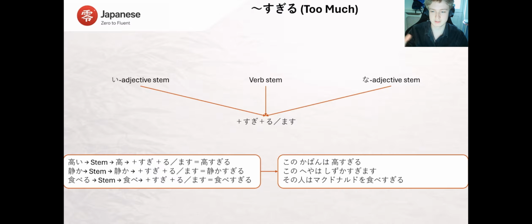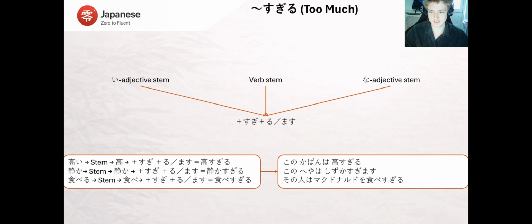You use sugi first from the stem of the verb slash adjective, and then you add ru or mas behind it, depending if you're speaking keigo or normal Japanese, and then you have too much of that single thing. So in this case, it will be too expensive. So, このカバンは高すぎる. This bag is too expensive.